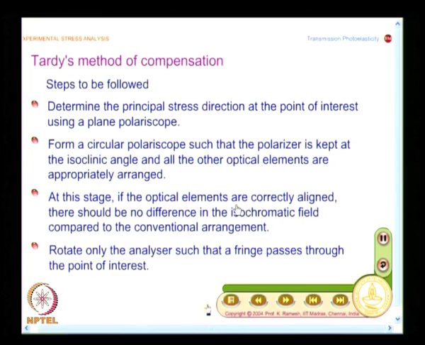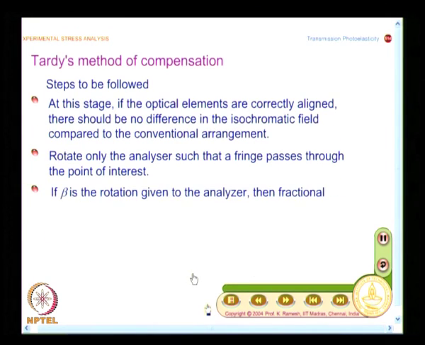So what you have here is the optical elements are correctly aligned, there should be no difference in the isochromatic field compared to the conventional arrangement, that you should verify, and rotate only the analyzer such that a fringe passes to the point of interest. And what you finally have is, suppose I have rotated by an angle beta, then you have an expression, the fractional fringe order delta n expressed in terms of fringe orders is given as plus or minus beta by 180 degrees.